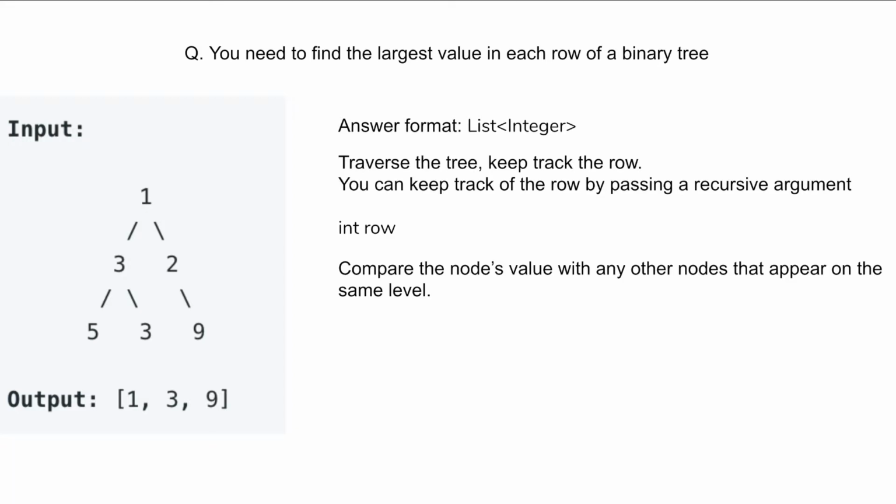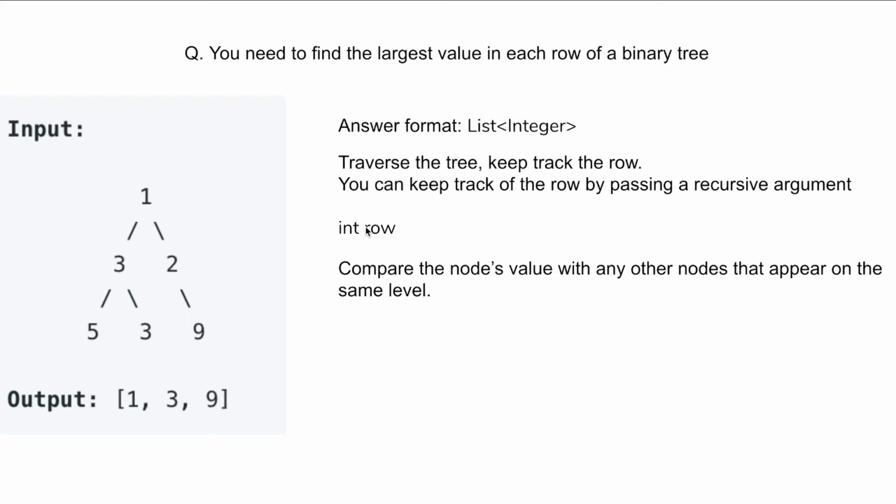So as I mentioned, we're going to be traversing the tree, keeping track of the row, and we're going to be using a recursive function with an argument called row. It's going to be an integer, and it's going to default to 0. So as we start at the root, row is going to be equal to 0. But as we recursively call to the left subtree and the right subtree, we'll just be incrementing row by 1.